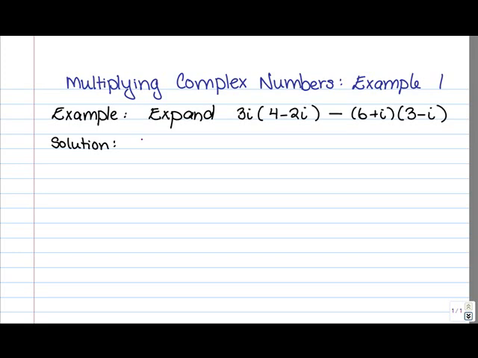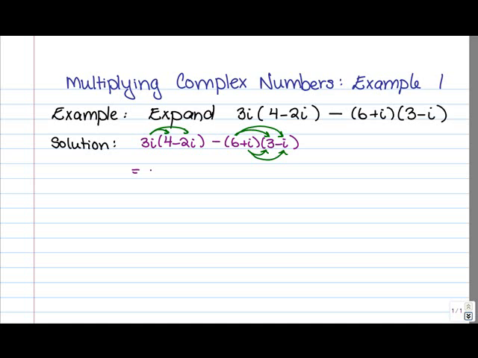Okay, so let's go ahead and take this up. So first of all, let's write out the expression that we're trying to expand. What we're going to be doing, remember, is in the first term, we're going to multiply the 3i times the 4 and the 3i times the -2i. In the second set of terms, we have to do FOIL, so first, outer, inner, last. So we're going to multiply the first terms together, the outer terms together, the inner terms together, and the last terms together. So let's go ahead, try this out, and see what we get.